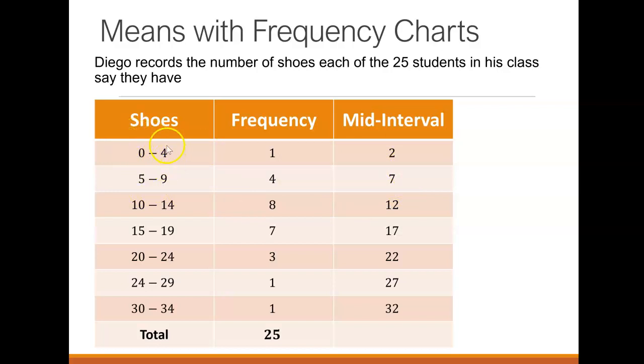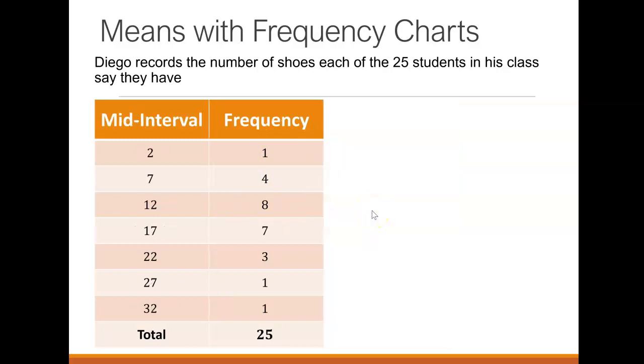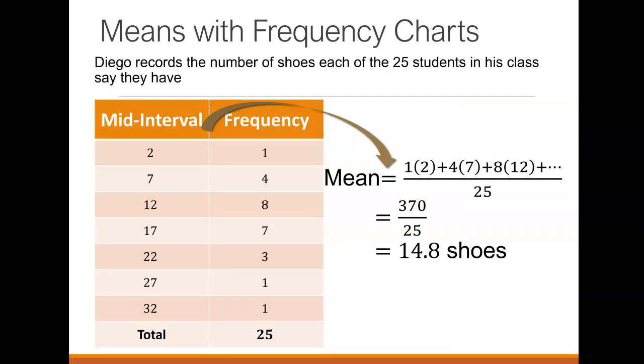And really, what would I be doing here? I would be doing like, yeah, it doesn't matter. It's fine. So I do this, get my mid-interval value, and then I'll do 1 times 2 plus 4 times 7 plus 8 times 12, etc. So there my mean number of shoes owned is 14.8.